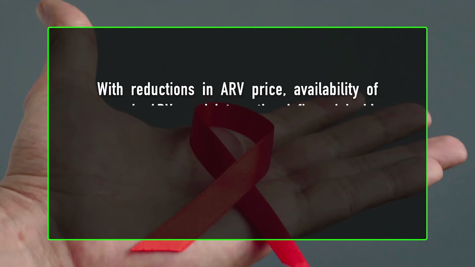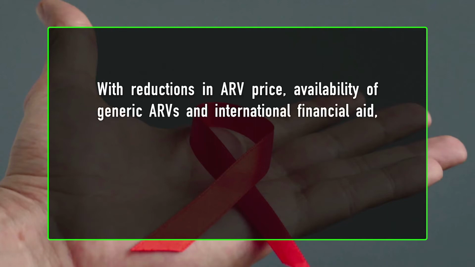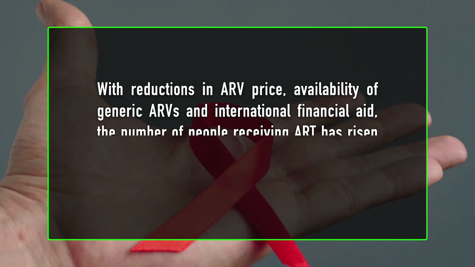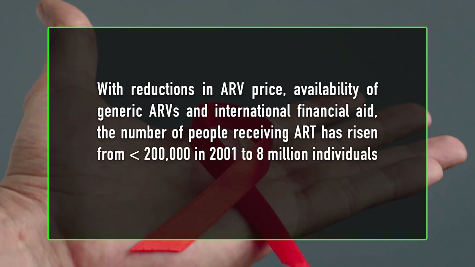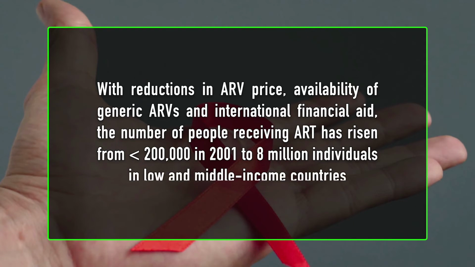Within 25 licensed antiretroviral drugs available for HIV treatment, there is a wide choice of effective drugs for treating HIV individuals. With reductions in ARV price, availability of generic ARVs, and international financial aid, the number of people receiving ART has risen from a mere 2 lakh in 2001 to almost 8 million individuals in low and middle income countries.